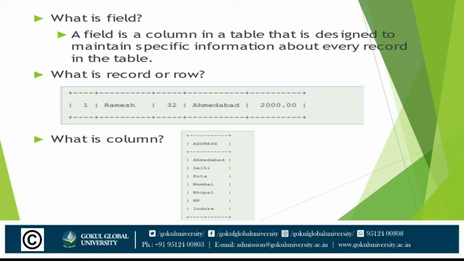Now, what is a column? A column is a vertical entity in a table that contains all information associated with a specific field in a table. For example, a column in the customers table is address, which represents location description and would consist of the following values: Ahmedabad, Delhi, Kota, Mumbai, Bhopal, MP, Indore, etc.